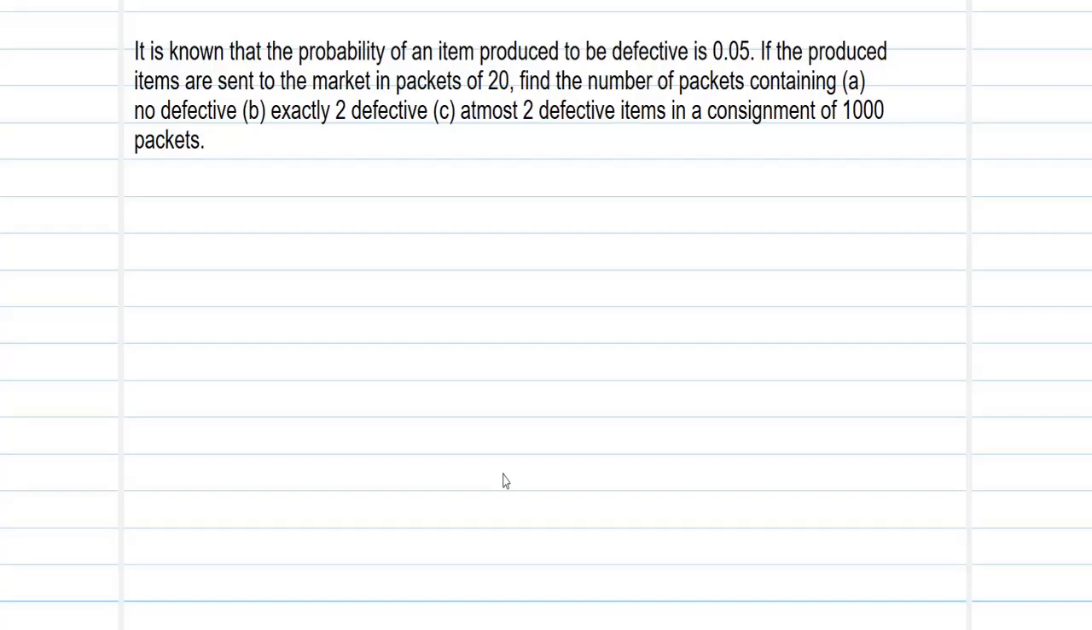The problem says it is known that the probability of an item produced to be defective is 0.05. If the produced items are sent to the market in packets of 20, find the number of packets that contain no defective, exactly 2 defective, at most 2 defective items in a consignment of 1000 packets.